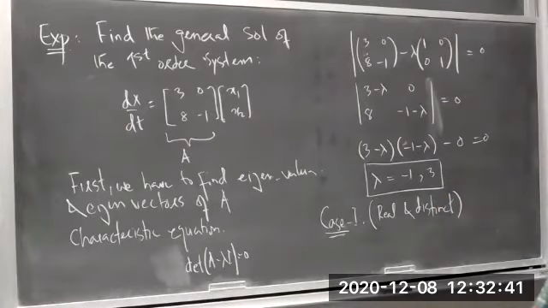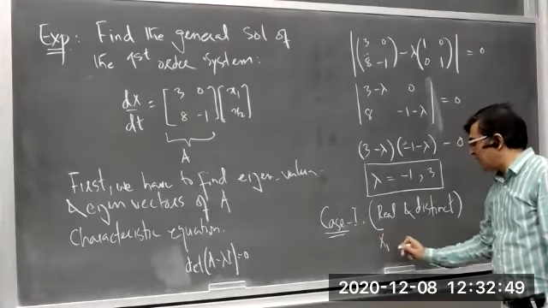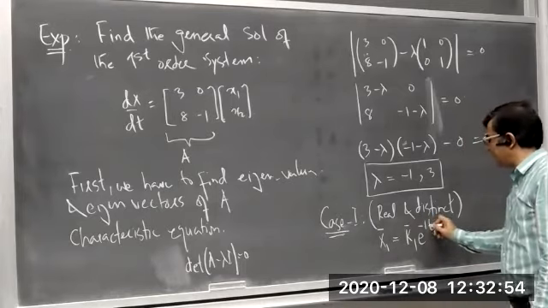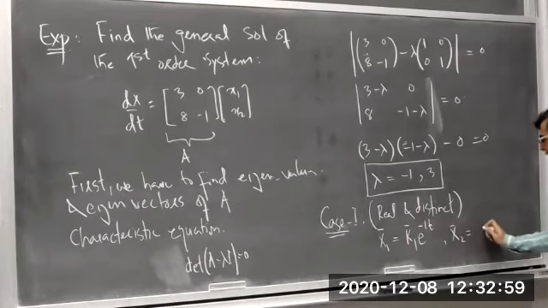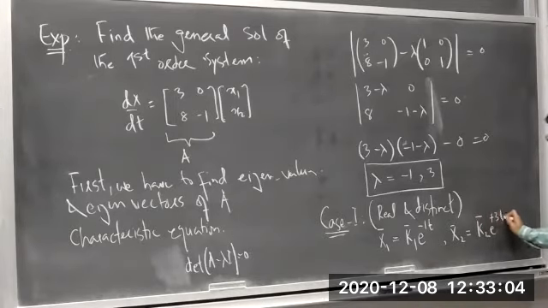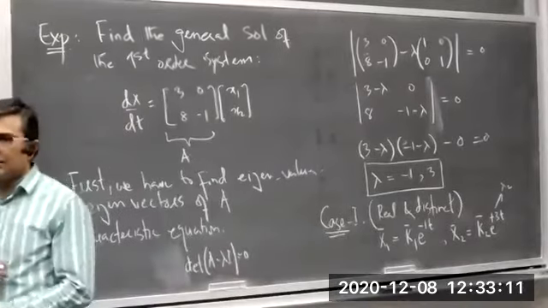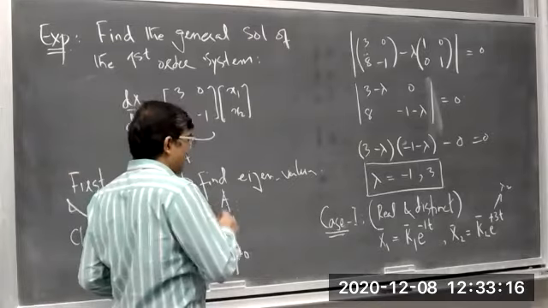In that case, we can always obtain 2 linearly independent solutions: x1, which is k1 times e raised to the power minus 1t, where minus 1 is lambda 1, and the other solution, which is k2 e raised to the power 3t. This is your lambda 2. If the roots are real and distinct, we can always find linearly independent solutions corresponding to each eigenvalue.